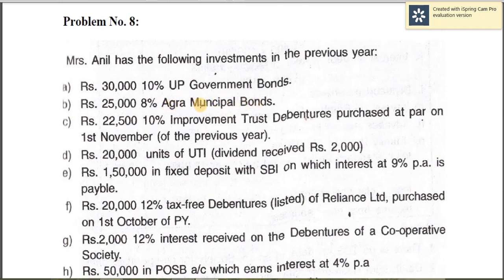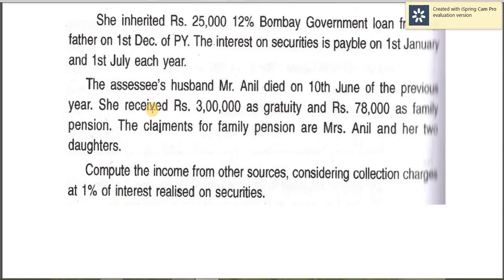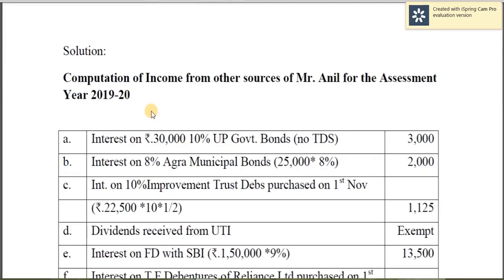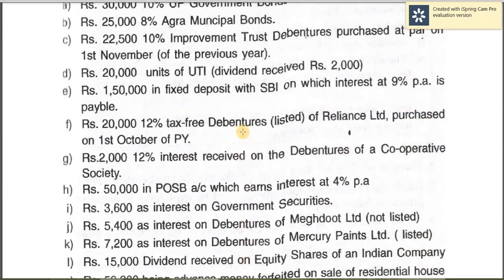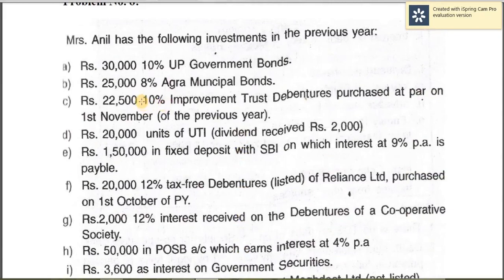It's a less tax commercial security. So apply 8% on 25,000, you get the amount. But since rate is given, that is the gross amount. So straight away that has to be taken. So 25,000 into 8%, so 2,000, that is the gross amount. And therefore, as it is, you have to take 22,500, 10% improvement trust debentures. So this also is a less tax security. So you have to apply this.